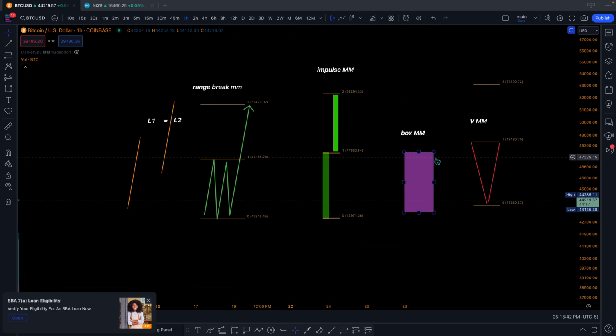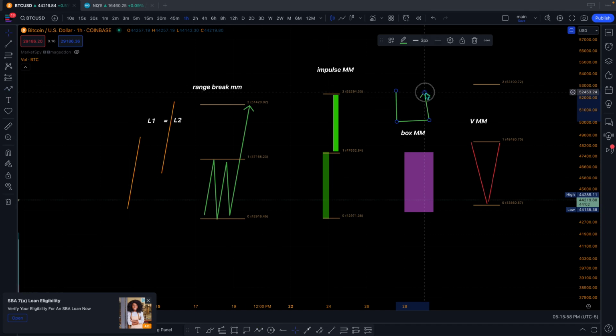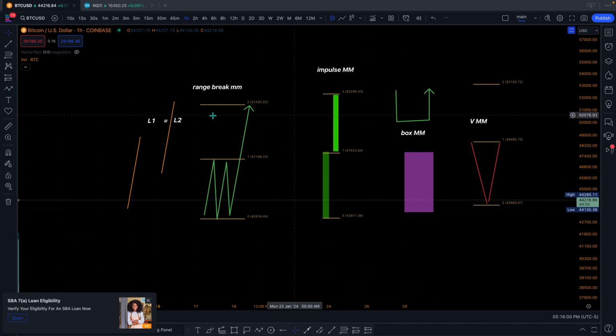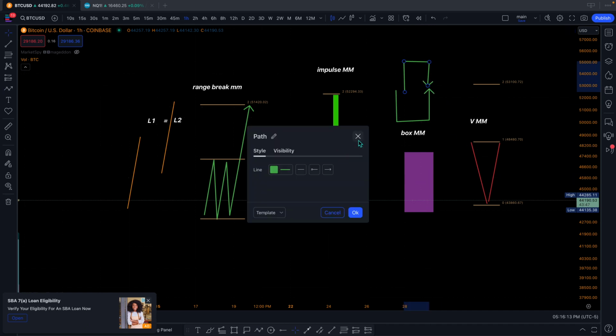Next is a box measured move. This is unbelievably similar to the range break. We'll see in examples the difference, but it's damn near the same. But if you see price action make this, that is what you're looking for. So it's not exactly a range, but it's unbelievably similar. And again, it's the same both ways. Up, over, down, same thing. But that is the box measured move.